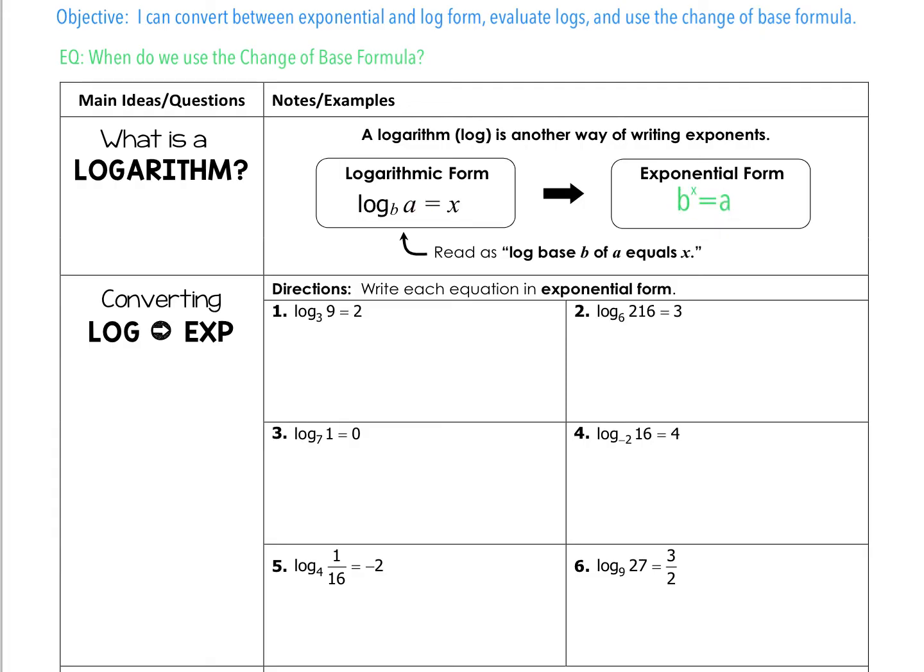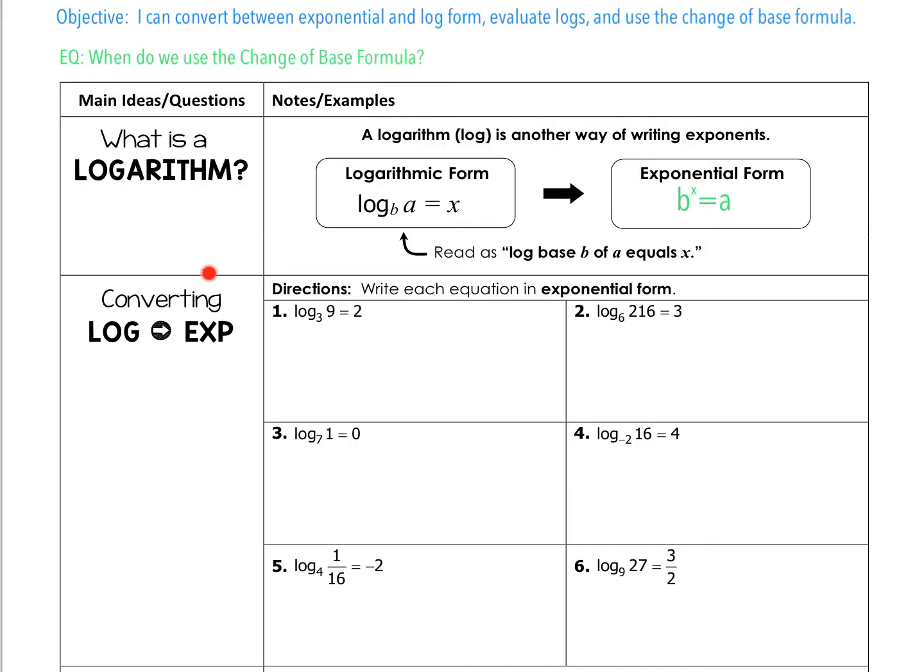So these are two things that you're going to need to memorize. You're going to need to memorize that log base b of a equals x is the same as b to the x equals a. So go ahead and make sure you have that written down and that makes sense in your head as far as which pieces go with which in the different forms.